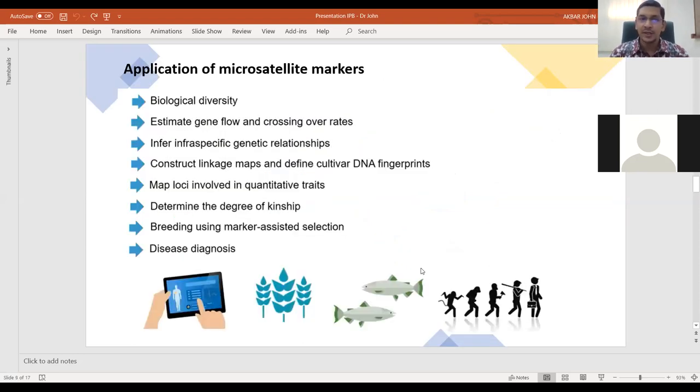We can use it for biological diversity studies, estimating gene flow and so on, interspecific gene variations, mapping the gene loci, and also diagnosing diseases. But these molecular markers, like microsatellites, are a very old one again.